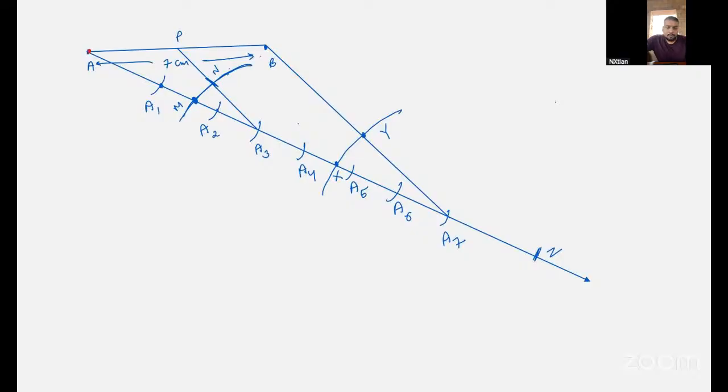Next point. Measure XY. Next point: without disturbing the compass, put your needle on M, cut an arc, and name it N.